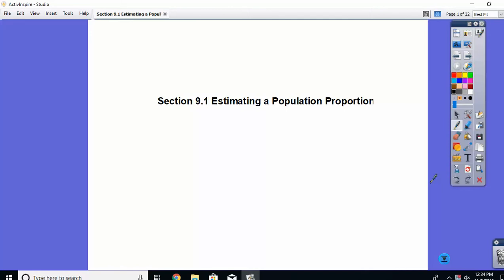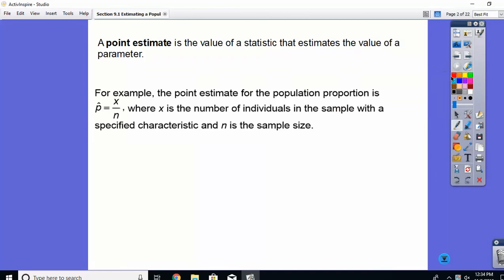Okay, so next topic, we are talking about estimating a population proportion. Some of this is going to continue involving the p-hat that we talked about. Different terminology, maybe. Point estimate, we have this definition. It's just the value of a statistic that estimates the value of a parameter. Those terms, statistic and parameter, we haven't seen them since that first chapter when we had all those definitions.